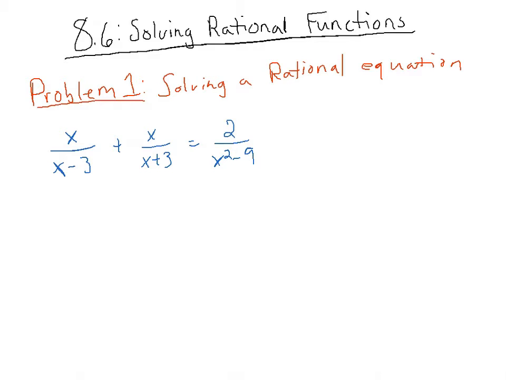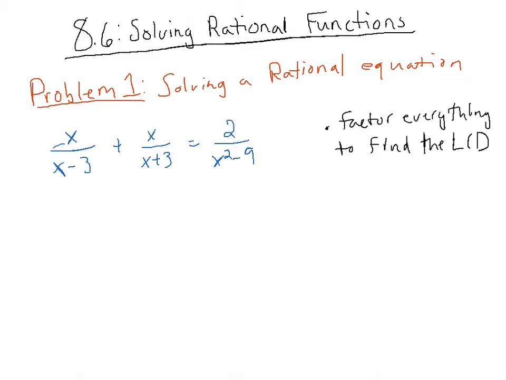Well, the first thing that we want to do is factor everything out to find the LCD, or least common denominator. Now if we look at this, we can see that the only things that we can factor are in the denominator. So we have x over x minus 3, but x minus 3 cannot be factored. x over x plus 3, again, this cannot be factored. But if we look at the last term, 2 over x squared minus 9, this is a difference of two squares problem, so we can factor that out.